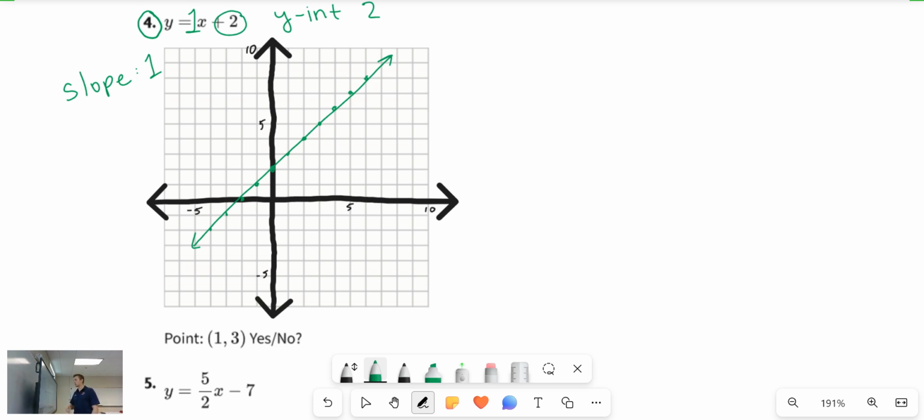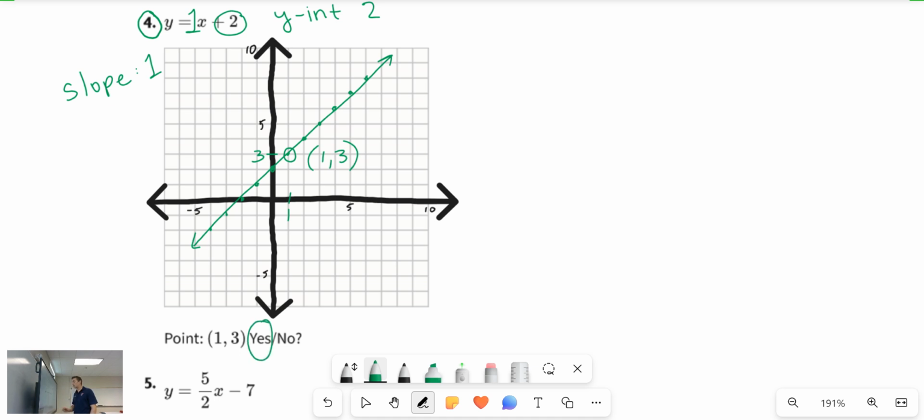And now, is the point (1, 3) on the line? Well, let's go find the point (1, 3). This would be 1, and this would be 3. So yep, that is the point (1, 3). So that is on our line.